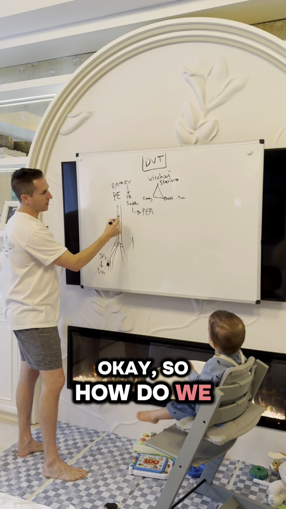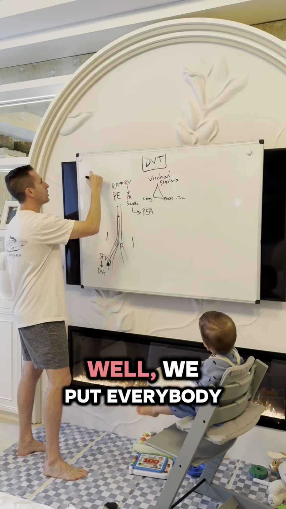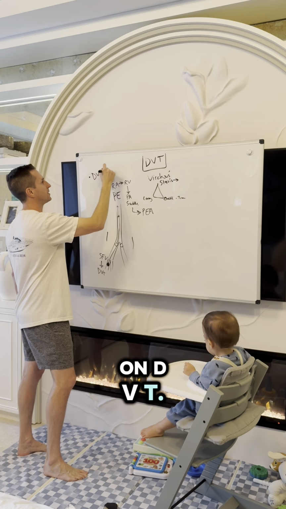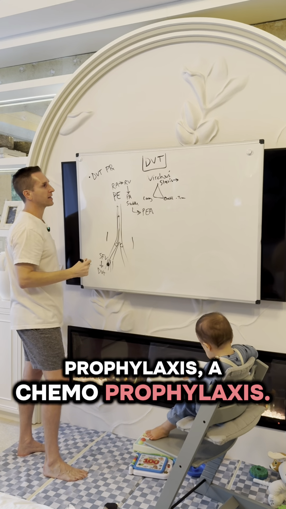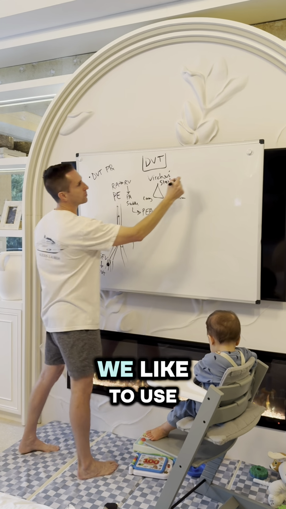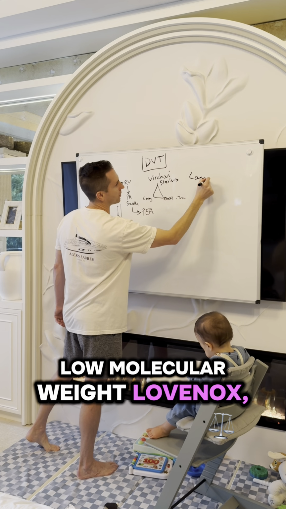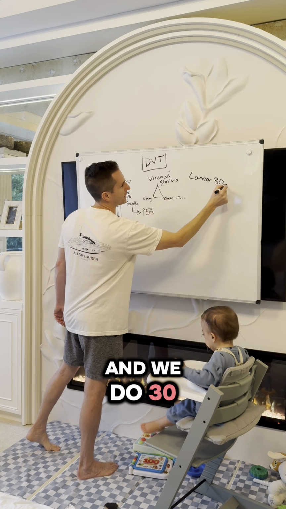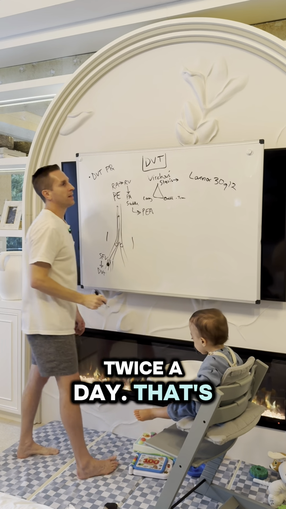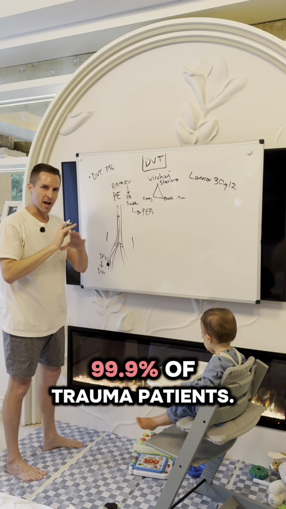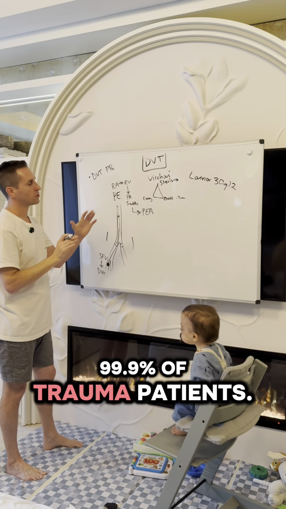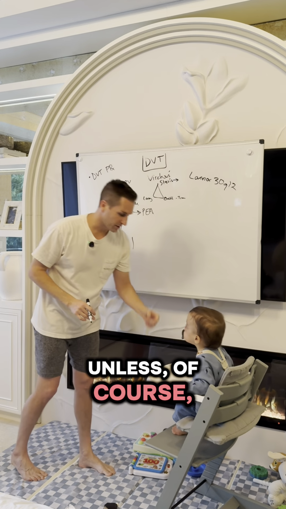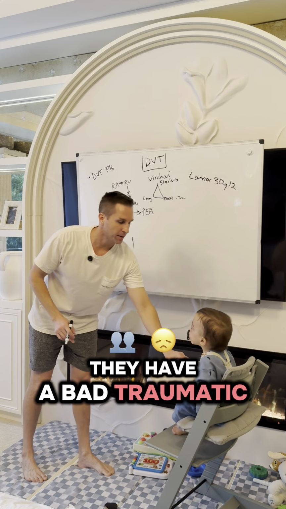So how do we combat this? Well, we put everybody on DVT prophylaxis, chemoprophylaxis. So the trauma dose, we like to use low molecular weight, Lovenox, and we do 30 twice a day. That's the trauma dose for 99.9% of trauma patients, unless, of course, they have a bad traumatic brain injury.